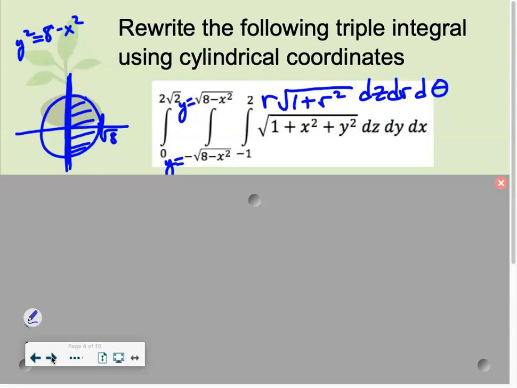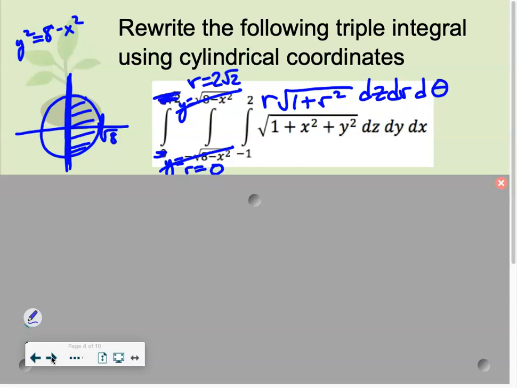Okay, so now what we need to do is figure out, in terms of r and theta, what will give us the same region. Circles are lovely when it comes to r, because you can just say r goes from 0 to whatever the radius of the circle is. So our r's are going to go from 0 to 2 root 2.